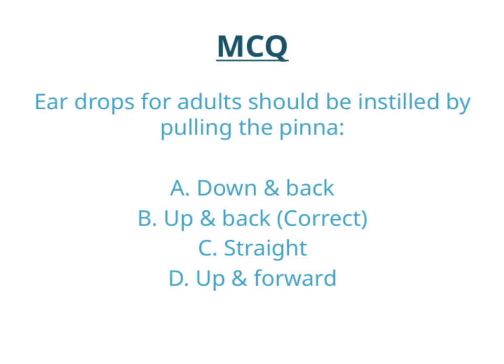When administering ear drops for adults, it's important to know the correct technique for pulling the pinna. The correct method is to pull the pinna up and back. This helps straighten the ear canal, making it easier for the medication to reach the eardrum effectively. Pulling the pinna down and back is generally recommended for children, but for adults, up and back is the way to go. This step might seem small, but it's crucial for ensuring the medication works properly and reduces discomfort. So remember, for adult ear drops, always pull the pinna up and back to facilitate proper delivery of the medication.